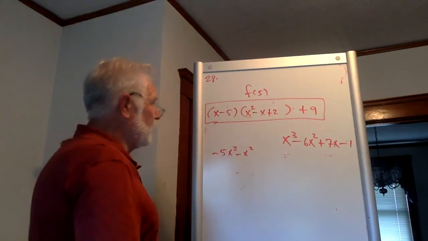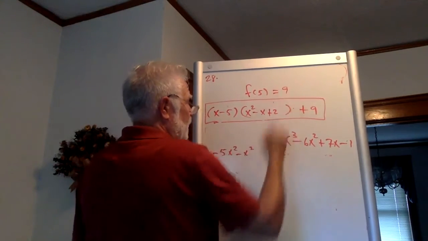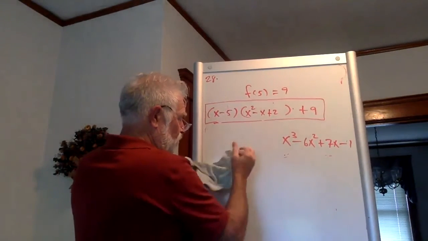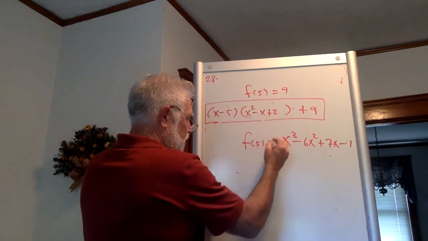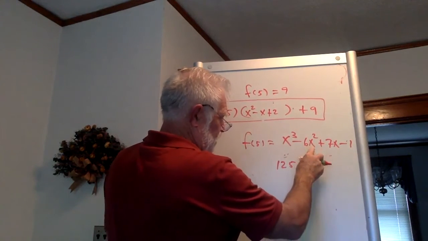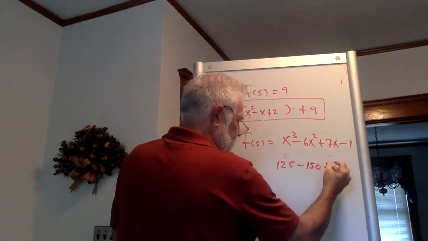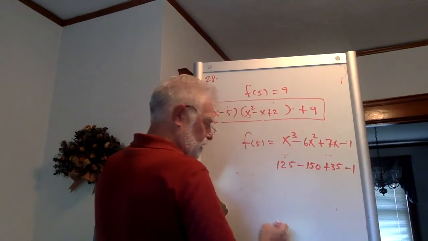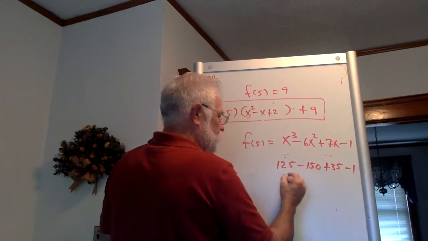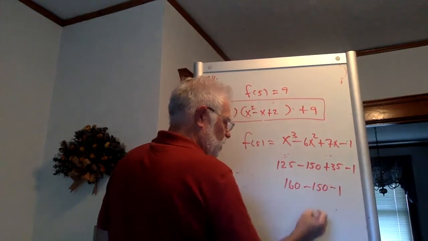Okay, f of 5. Well, 5 minus 5 is 0. 0 times anything is 0. Sure looks like it's a 9. If this is the same calculation, then when I do 5 in here, what's f of 5? Let's find out. 125 minus, let's see, 6 times 25 is 150, right? And 7 times 5 is 35, minus 1. Okay, so let's go. 125 and 35 is 160. Minus 150 is 10. 10 minus 1 is 9.